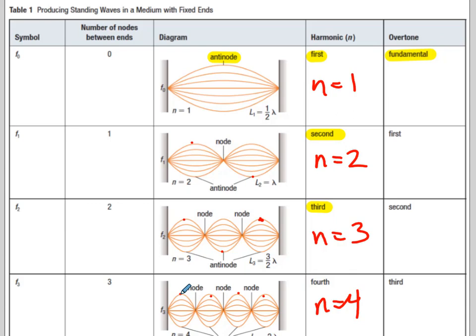And if you start to notice, there's a connection here. If we go back to the first one, when n equals 1, there were no nodes in between. When n equals 2, for the second harmonic, there was 1 node. So what you start to see is that this column right here is 1 less than the harmonic. And we don't count the ones on the ends because we're just talking about fixed ends for this particular case. Okay?